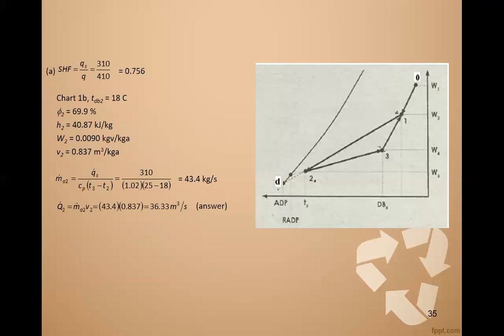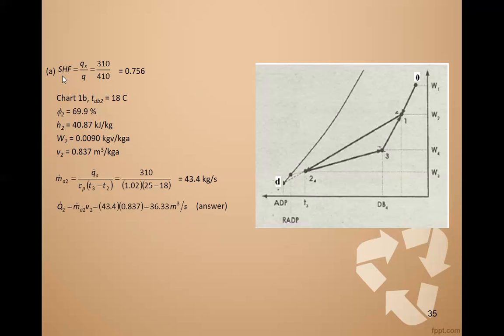So, solve for A, which is equal to the sensible heat factor, QS over Q, is equal to 310 over 410, which is 0.756. So, from chart 1B, TDB2, RH2 is equal to 69.9%, H sub 2 is equal to 40.87, and W is 0.0090, and V sub 2 is 0.087. It is not 18C, it is not saturated.